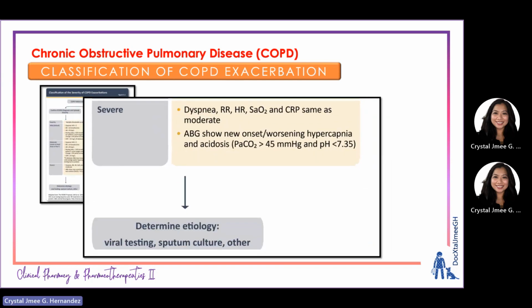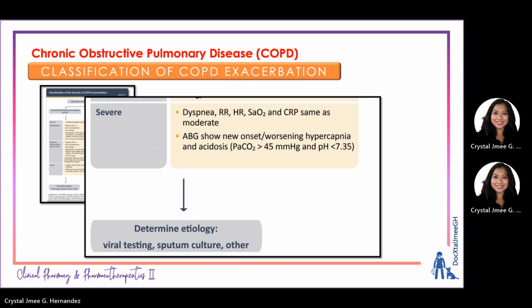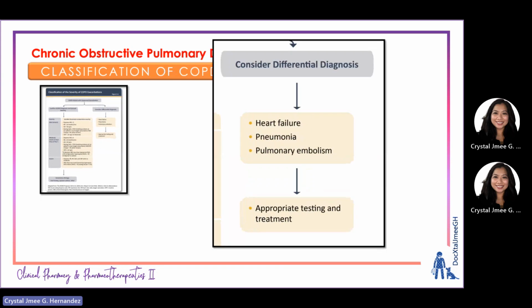And for severe. Now, after we look at the severity, we determine the etiology by the use of viral testing, sputum culture, and others. So this is to assess if it's viral or bacterial in nature. Then next, we consider differential diagnosis. So is there heart failure, pneumonia, pulmonary embolism, and all the other differential diagnoses that I've mentioned. And after such, we provide the appropriate testing and treatment of the other comorbidities.